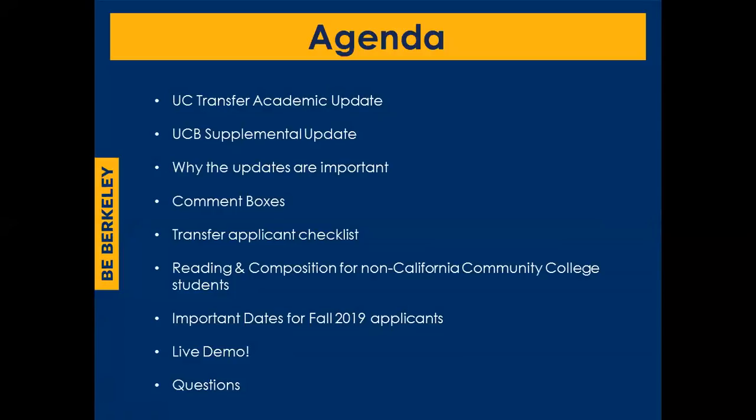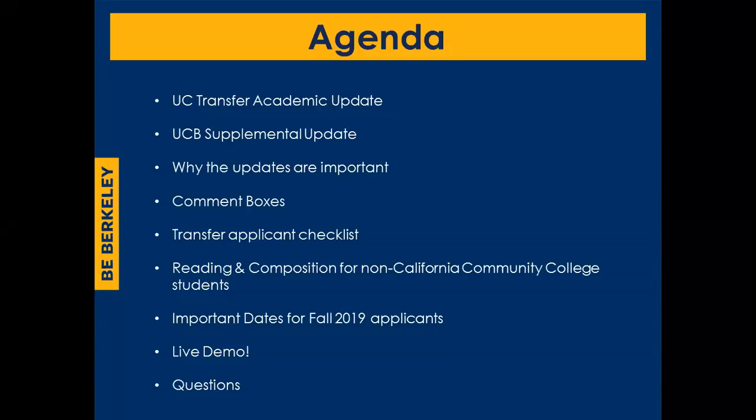So we're going to go through some things during our presentation. We will talk about what is called the UC Transfer Academic Update. That's for the system. We will also talk about our specific supplemental update for the Berkeley campus. We're going to talk about why these updates are important. We'll also give you some information about the comment boxes. We'll go over what we have on our website, which is the transfer application checklist.